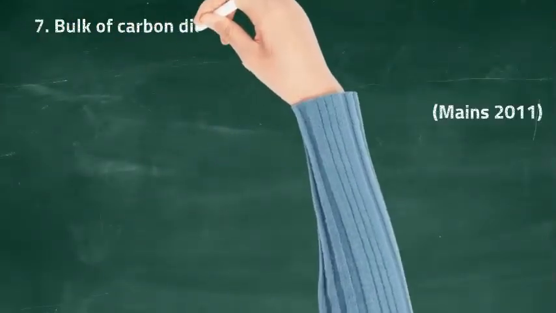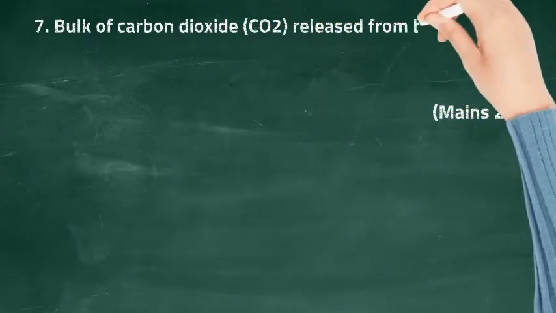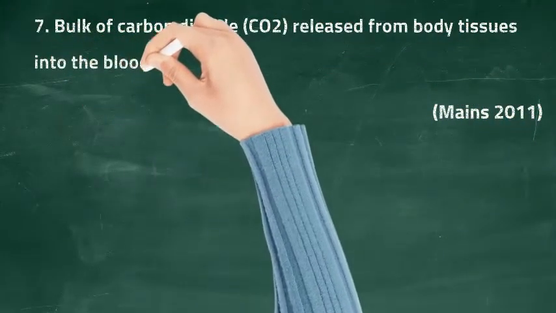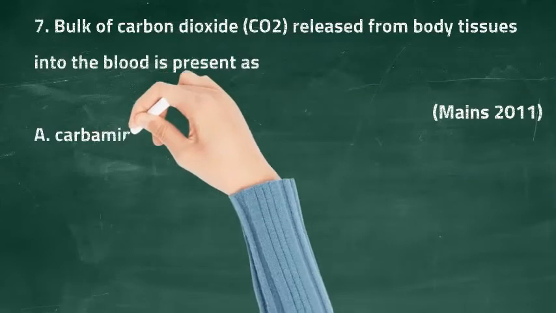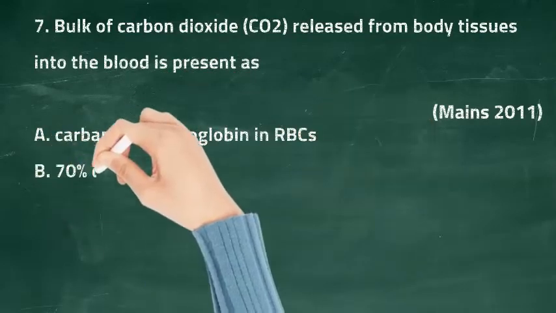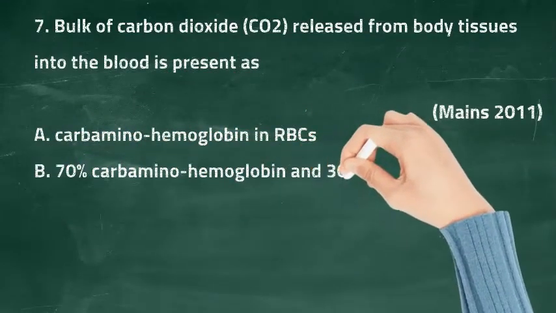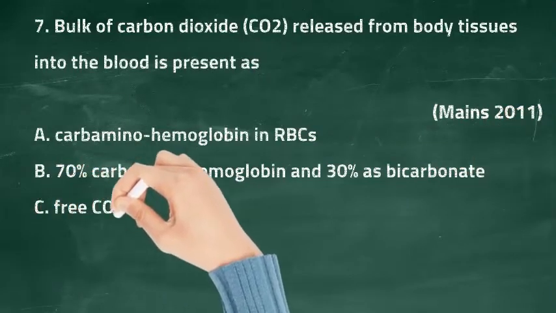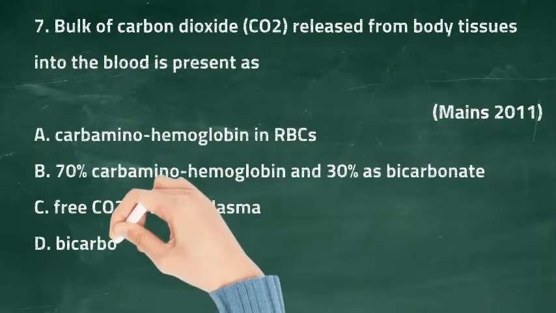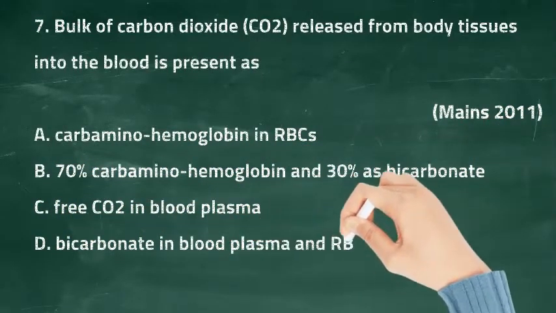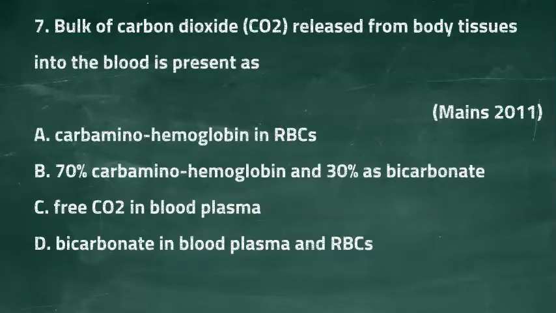Question 7. The bulk of CO2, carbon dioxide, released from body tissues into the blood is present as: option A is carbaminohemoglobin in RBCs. Option B is 70% carbaminohemoglobin and 30% bicarbonate. Option C is free CO2 in blood plasma. Option D is bicarbonate in blood plasma and RBCs. The right answer is option D, bicarbonate in blood plasma and RBCs.